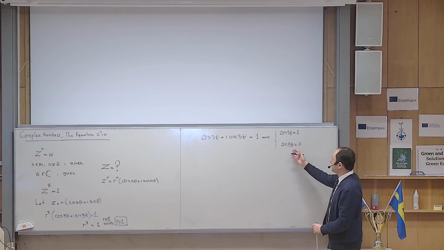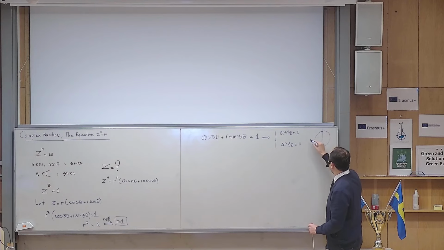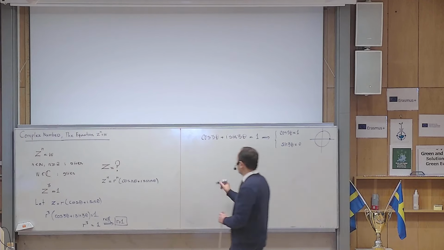Okay, but that's not very hard because I am looking for an angle whose cosine is 1 and sine is 0. Where is that angle? Cosine is the x-coordinate, sine is the y-coordinate, so that should be here. Okay, so what can I write about theta?